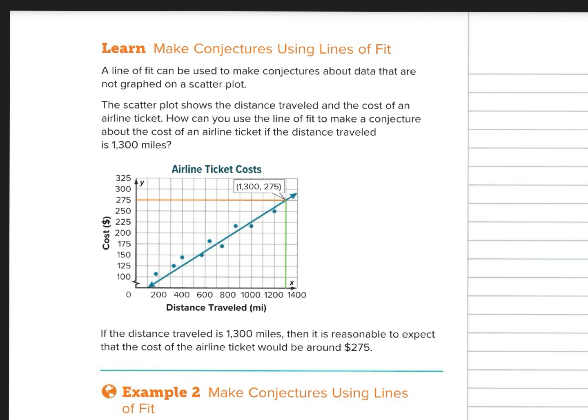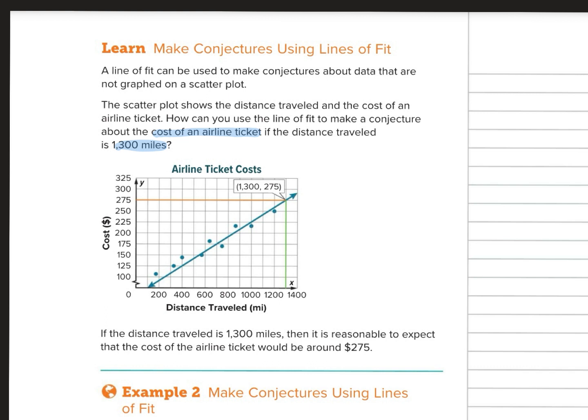So the data here is already plotted, and it's showing us the distance traveled and the cost of an airline ticket. Okay, and in general, it looks like the longer the distance, the more expensive the ticket would be, which makes sense. Okay, so using that line drawn here, we want to know approximately if I go 1,300 miles, what is the cost of an airline ticket?